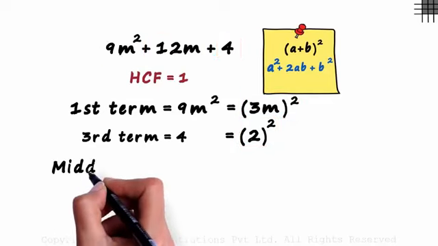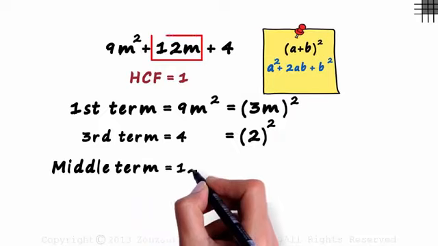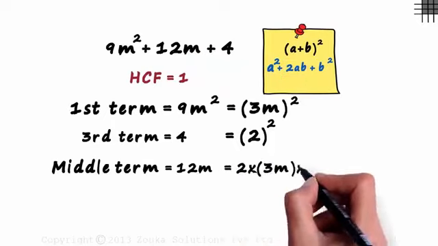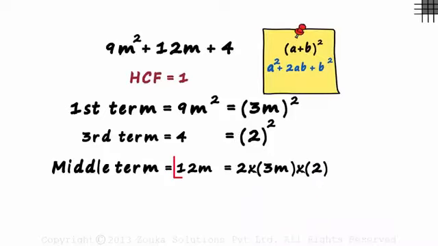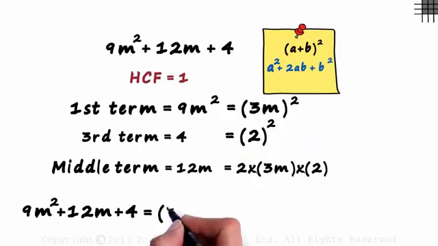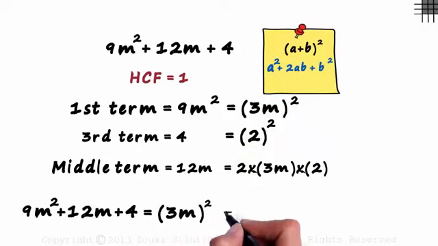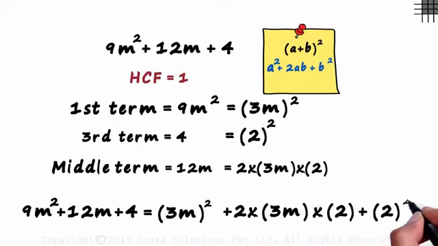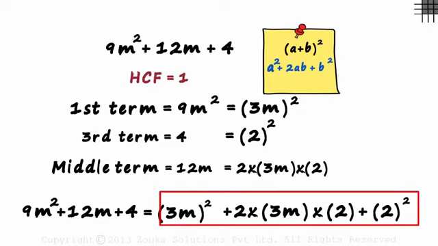Now we look at the middle term. How can we write 12m? Can it be written in terms of the first and last term in this form? Yes, we can write it as 2 × 3m × 2. Observe how we split the middle term. We made sure that these two terms are present and the factor of 2 is also present. So we rewrite the polynomial as (3m)² + 2 × 3m × 2 + 2². Does this expression look familiar to you?